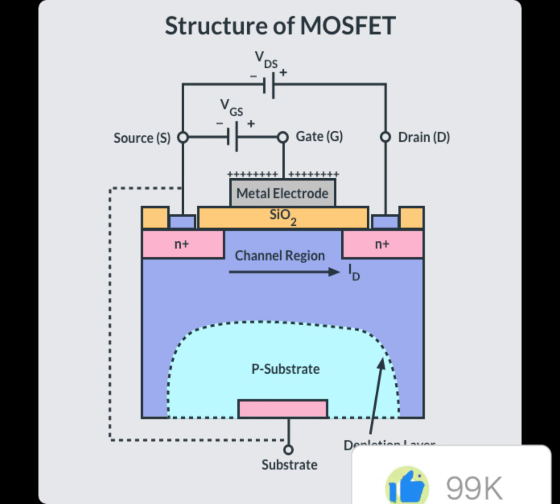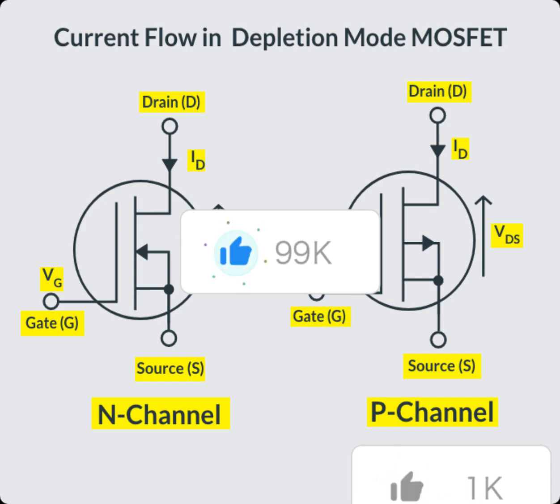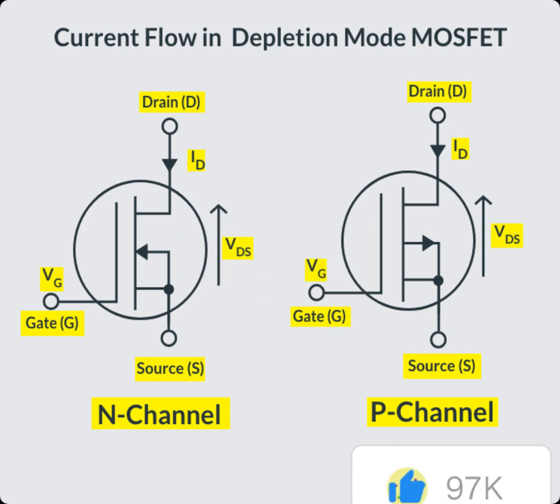There are several types of MOSFETs. MOSFETs work in 2 modes. First, depletion mode. The transistor requires a gate source voltage to switch the device off. The depletion mode MOSFET is equivalent to a normally closed switch.